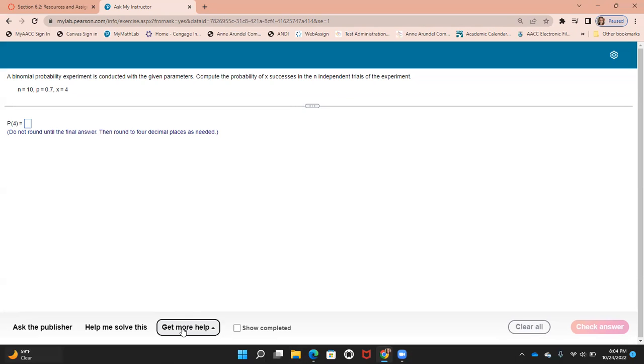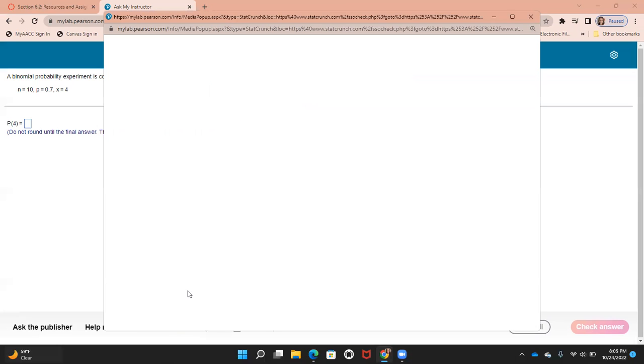Either way, we need to open up StatCrunch to solve this. You can do this in your graphing calculator as well, which works. But I am going to solve this particular problem in StatCrunch and also point you to where we have some resources for our class that up until now we might not have felt we needed, but they are helpful and I want to make sure you remember they're there. Another challenging part about this section is there is no blue square for StatCrunch. So we have to go the long way and click Get More Help and then click StatCrunch from within the problem.